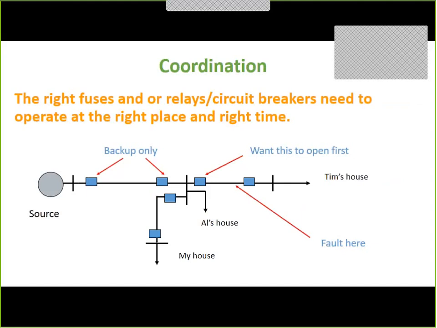Now, if a fault happens in the middle of that one line there on the right, you're going to get a lot of current coming from the source. So, what should you do? Well, you want that breaker to open first. You want that circuit breaker to detect the high current first, and then open it up so that the current stops. And Al's house is still connected, and so is mine. The other two relays on the left there are only for backup. If the relay and the breaker on the right fail, then those other ones are backups. And the problem with those is, if you open those up, you've lost everybody. Al, me, and Tim.